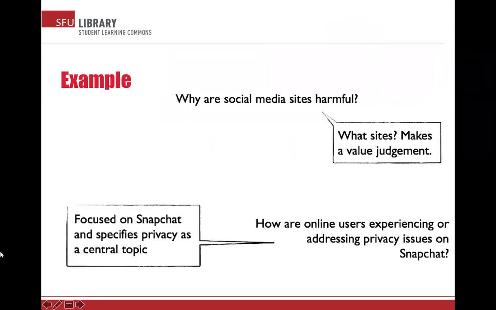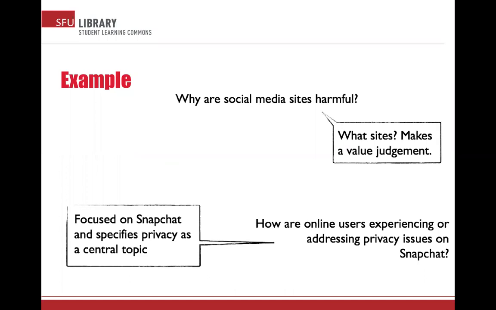So, for example, why are social media sites harmful? Well, is this a good question to start with? What sites are you talking about? And what do you mean by harmful? That seems to make a value judgment. So try this one instead. How are online users experiencing or addressing privacy issues on Snapchat?